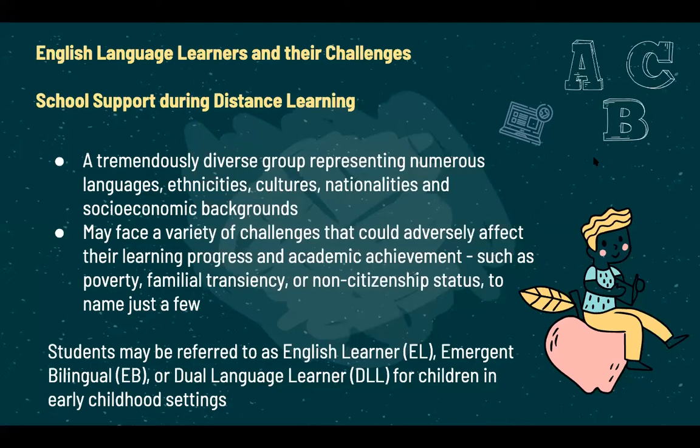So currently, in the research that VIDA does, I'm not sure if you're familiar with the VIDA organization, they define ELLs. Students may be referred to as English learners, EL, or emergent bilingual, EB, or dual language learner, DLL, for children, especially those in early childhood settings. So there are a lot of definitions, but what we like, me and Dr. Alynne, we call our students learners with cultural backgrounds and learners with diversities, right?